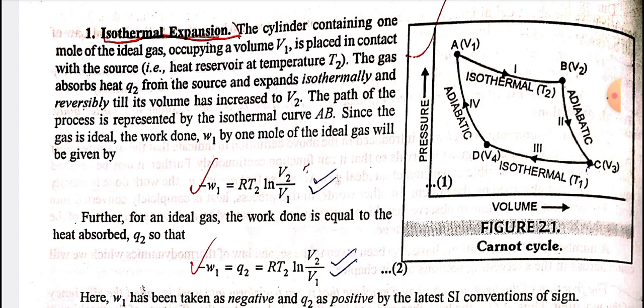Since the gas is ideal, the work W1 by 1 mole of the ideal gas will be given by minus W1 is equal to RT2 ln V2 by V1. Further, for an ideal gas, the work done is equal to the heat absorbed Q2, so that minus W1 is equal to Q2 is equal to RT2 ln V2 by V1. Here W1 has been taken as negative and Q2 as positive by the latest SI conventions of sign.